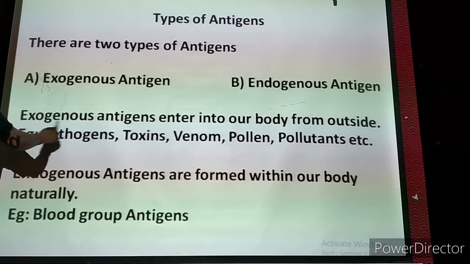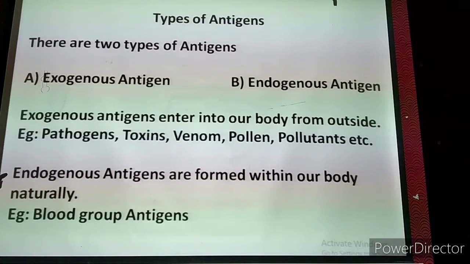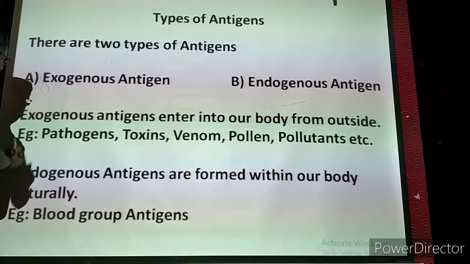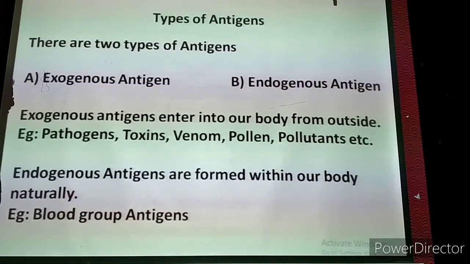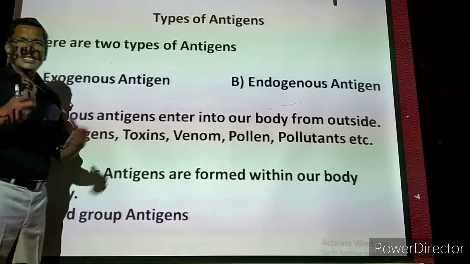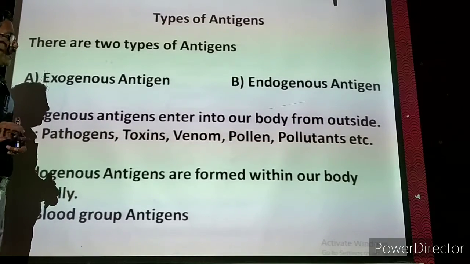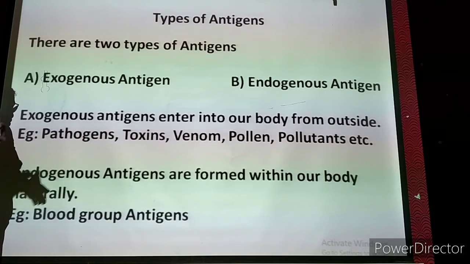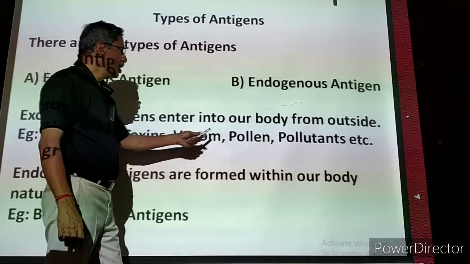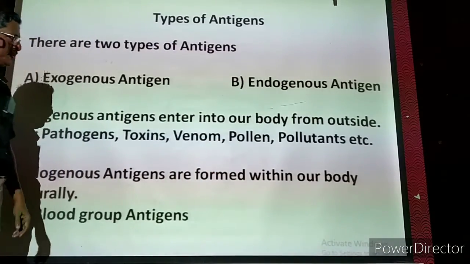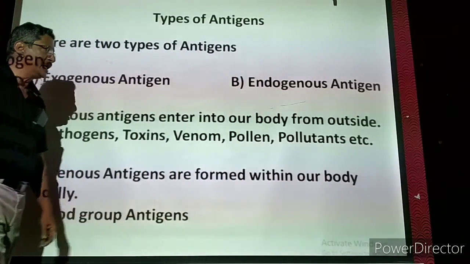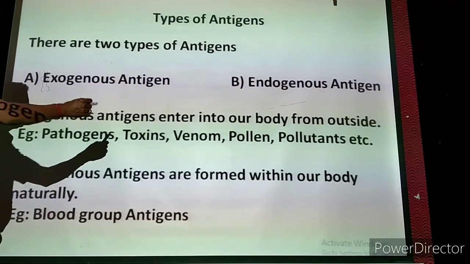Now we will take the first one, exogenous antigen. What are the antigens? Foreign substances that are entering. Exogenous antigens enter into our body from outside. Examples: pathogens, microorganisms, toxins. Toxins means poisons, venom. Some poisonous animals like snake, scorpion, and many other animals, when they bite, the poison comes into our blood. That poison is called venom. Pollen grains of some plants are antigens. Pollutants are poisonous chemicals present in air, water and soil.